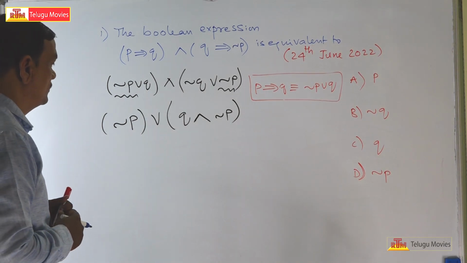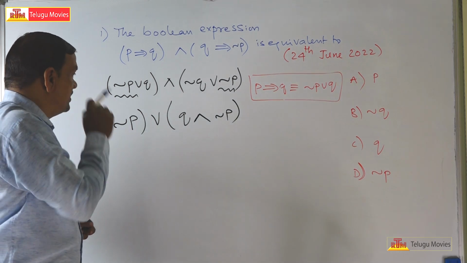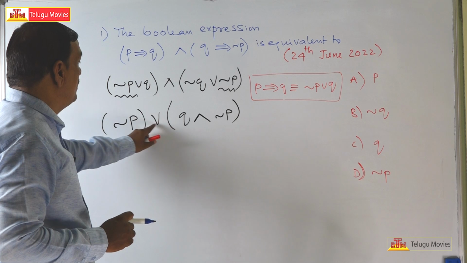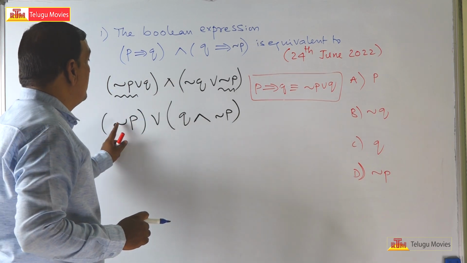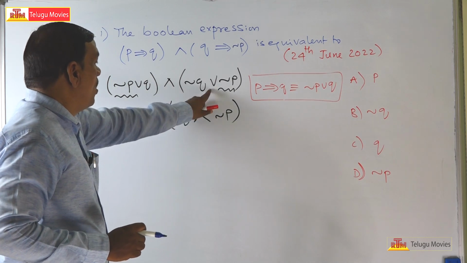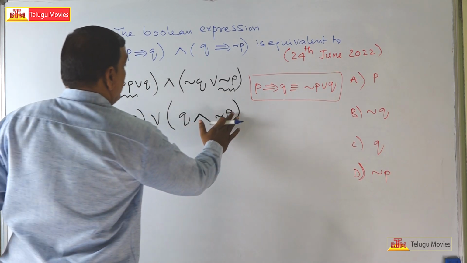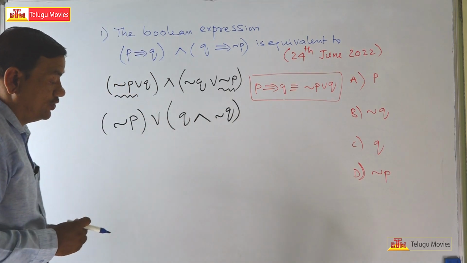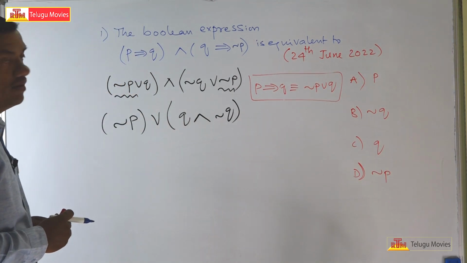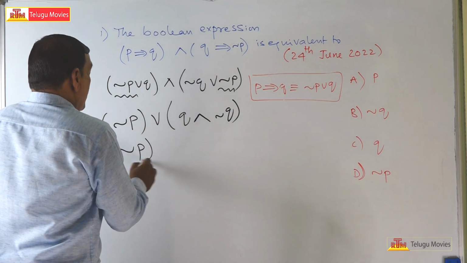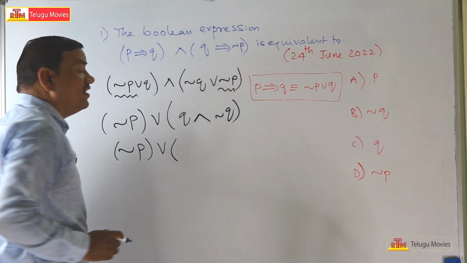Understand this. After removing this, both statements have negation P: negation P or Q, and negation P or negation Q. So this should be negation Q. This should be negation Q. After removing this, it is negation P or, Q and negation Q.